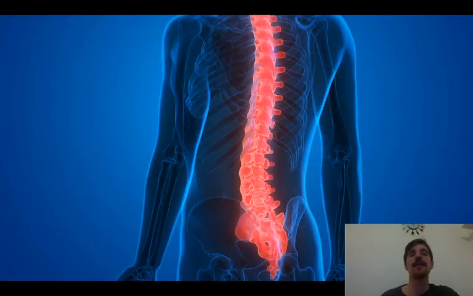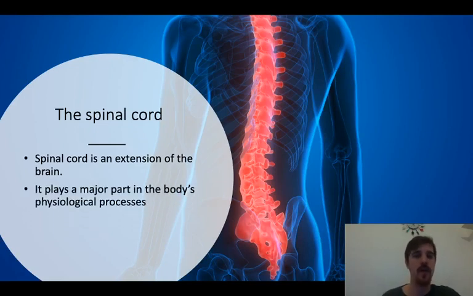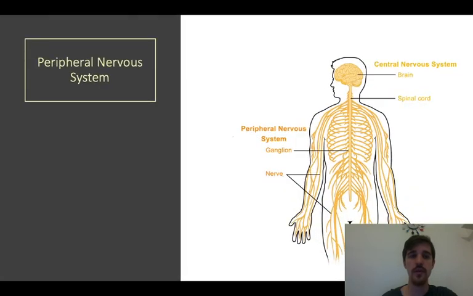Your spinal cord in particular is an extension of the brain. That's why I say it's like a highway before you hit the little streets. It plays a major part in the body's physiological processes, and it consists of a collection of nerve cells which are attached to the brain and run the length of the spinal column. So that is your central nervous system, your CNS, done, and we head to the peripheral nervous system.